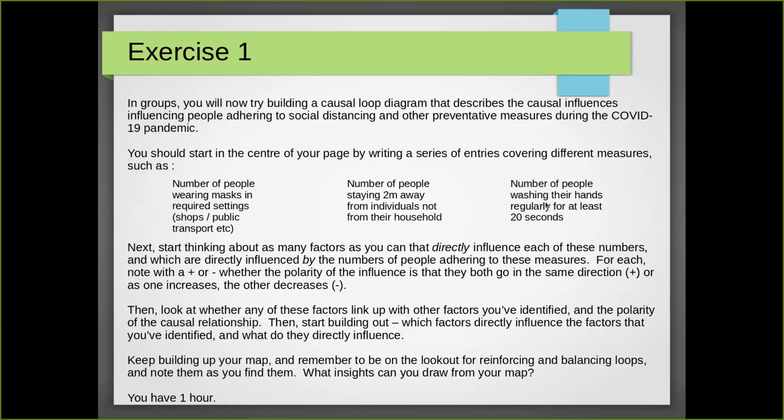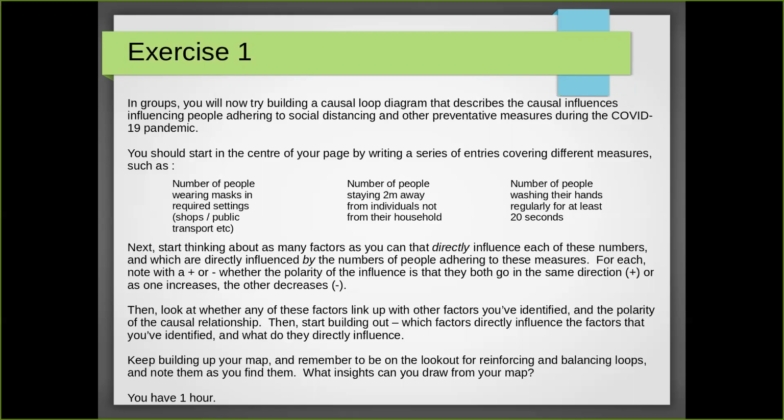So, okay, I've identified something that directly influences the number of people wearing masks. What influences that? So looking for things here that influence something that influences the number of people wearing masks. So you're gradually building out and thinking about the causal relationships for each of these things and doing the same. So each time you're going out, you're thinking, do any of the things that I've written down link up to any of the other things I've written down directly? So you keep building up your map.